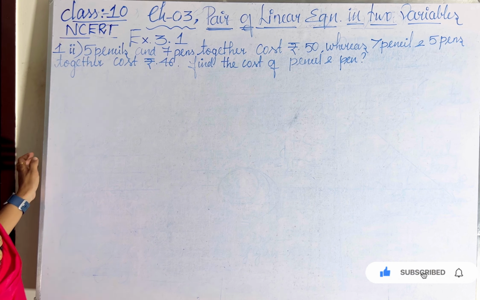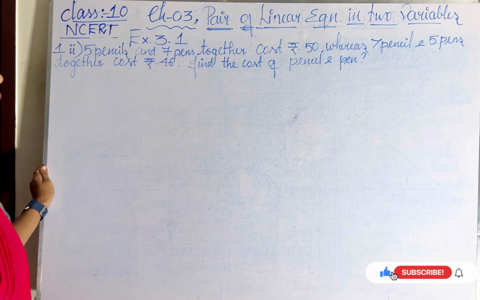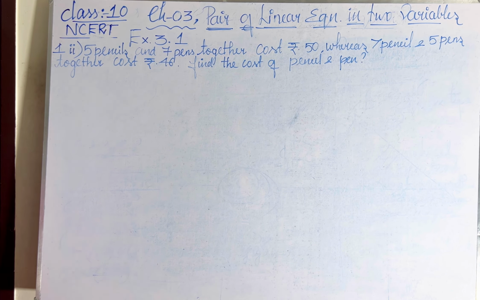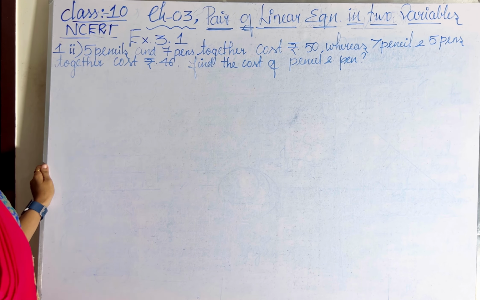Today's session is about class 10 NCERT chapter number 3, pair of linear equations in two variables. Exercise number 3.1, question number 1, second subdivision. 5 pencils and 7 pens together cost rupees 50, whereas 7 pencils and 5 pens together cost 46. Find the cost of a pencil and a pen.